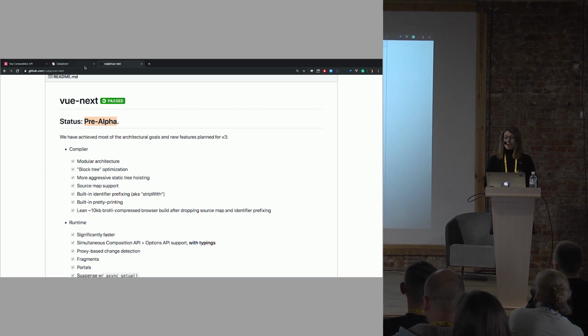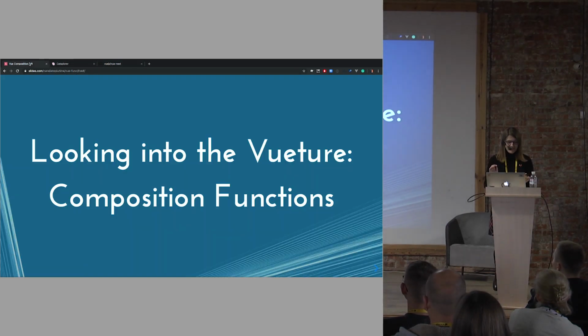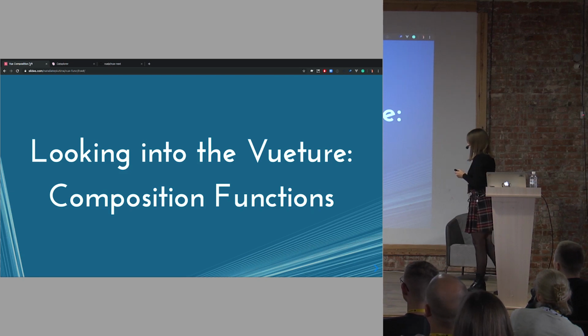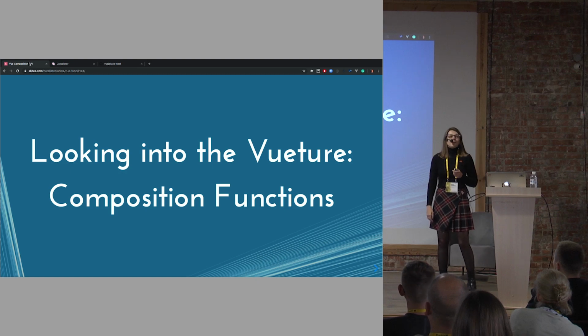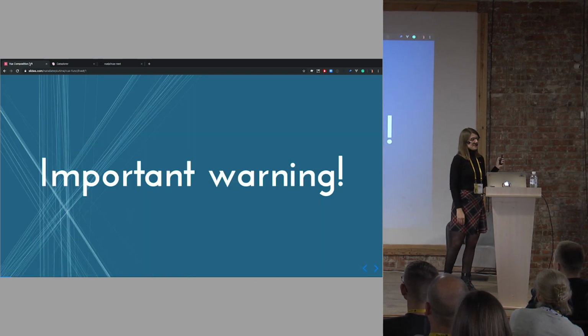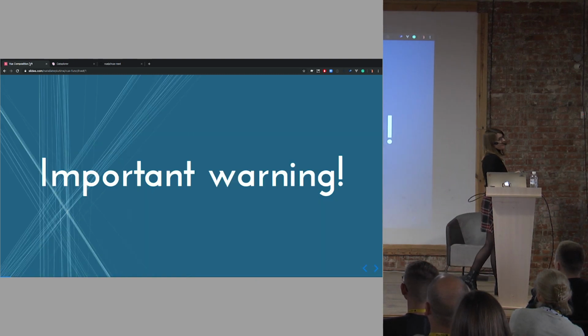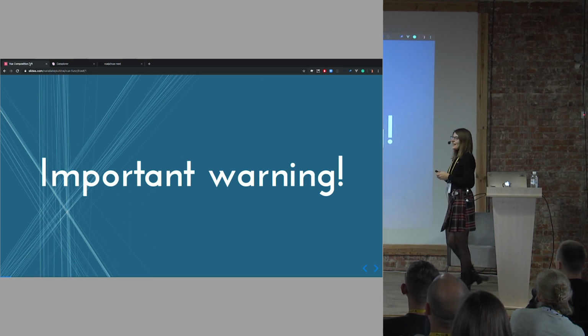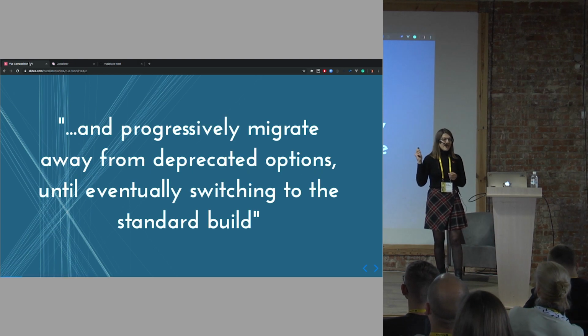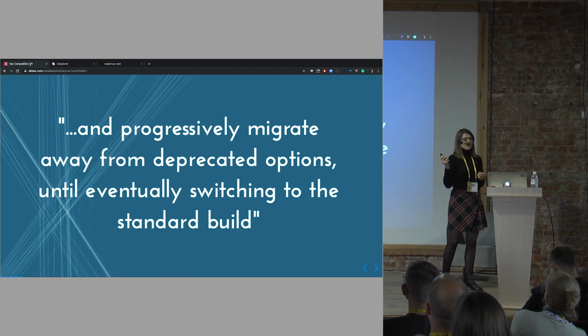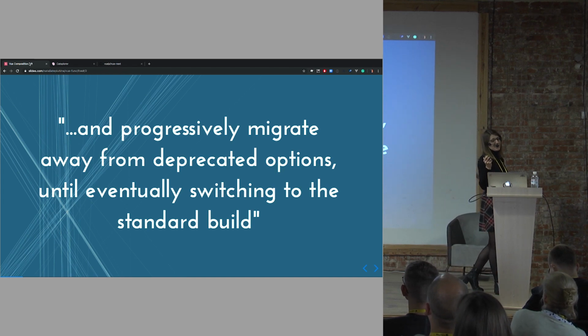And now let's switch to English and talk about composition functions. Before I start, I want to give you one important warning. When we first introduced the composition functions API with an RFC, we made a huge mistake. There was a sentence there saying, progressively migrate away from deprecated options until eventually switching to the standard build.